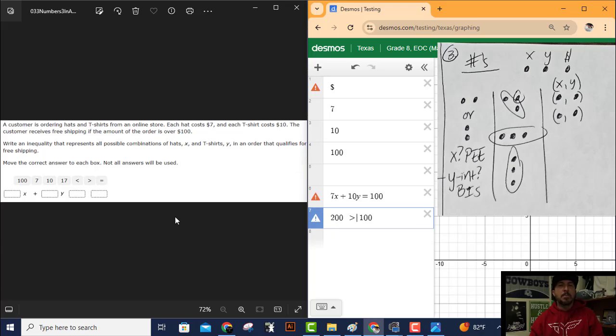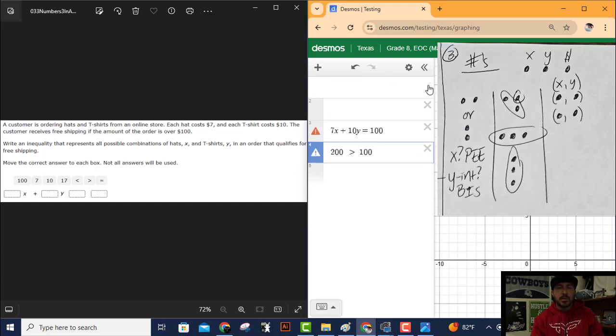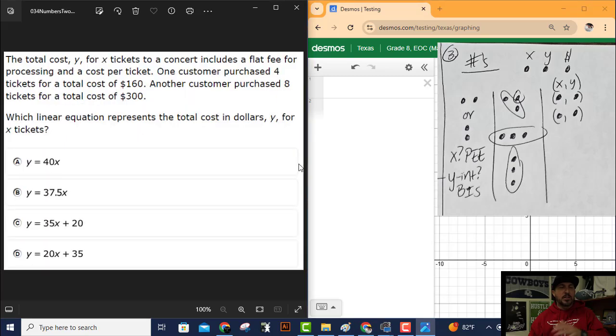But if you can put all the numbers in the right place, you're winning already. And then good luck with the symbol, because sometimes it's tricky. But good luck. You're doing a great job. I'm really proud of you guys. You can think. You're doing good. Let's go. Keep it up.